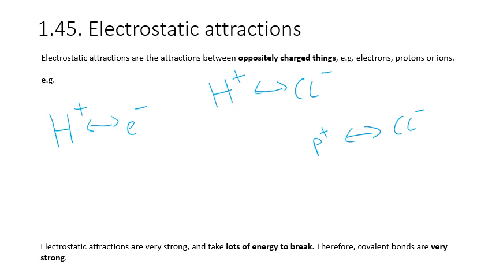Electrostatic attractions take a lot of energy to break. This is why covalent bonds are very strong, this is why ionic bonds are very strong, and this is why metallic bonding is also very strong. See my other video on metallic bonding for further explanation.